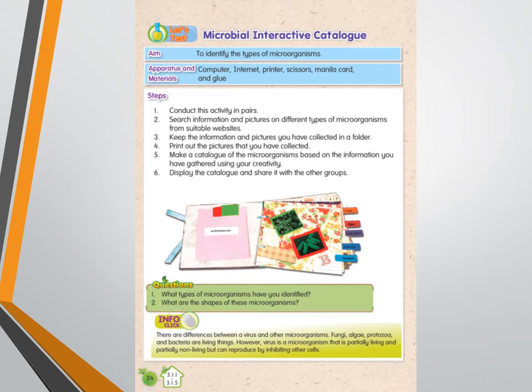Okay, the steps: first, conduct this activity. Number 2, search information and pictures on different types of microorganism. Number 3, keep the information and pictures, and then you can print out. If you cannot print out, then it's okay, you just draw it on a piece of paper, or if you have your computer and your internet, then you can print the pictures. Number 5, make a catalog of the microorganism based on the information you have gathered using your creativity.